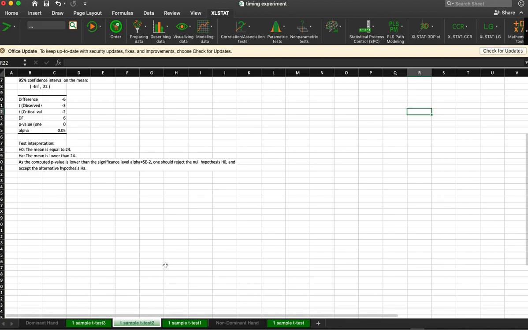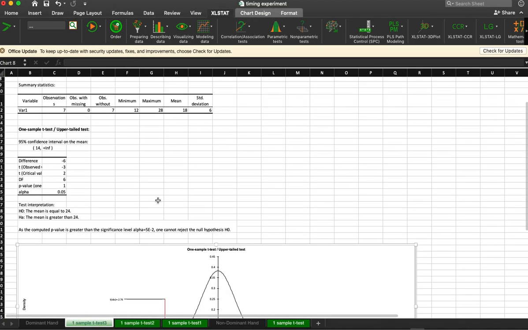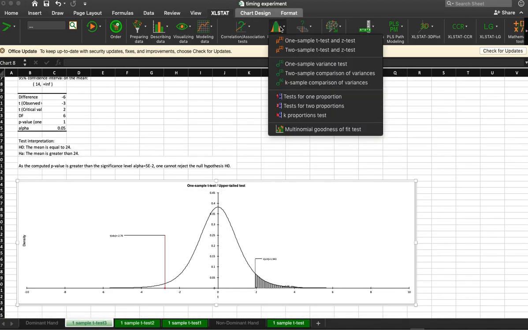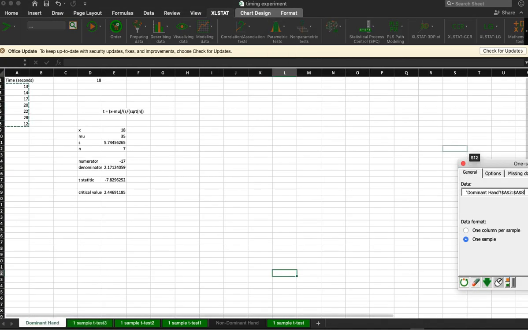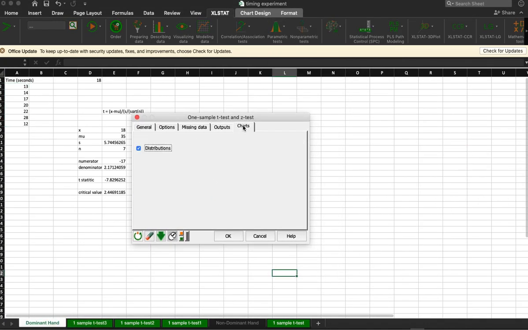Right. So just wanted to show how you can do that with parametric tests, one sample t-test, and then under charts, you want to select distributions, and that gives you the distribution. It's a really great way to think about the data that you're looking at.